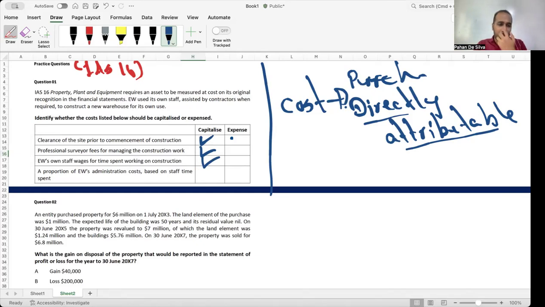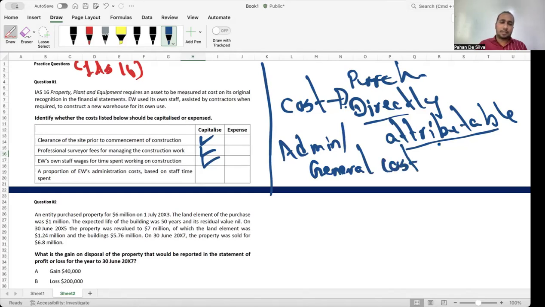The final one is a proportion of EW's administration cost based on staff time spent. What is that? That means in a company there are some kind of admin costs. Those are kind of general costs. So what they are trying to do is allocate, or actually absorb, a part of this general administration cost to the construction of the building. Can we do that? IAS 16 is very specific on that.